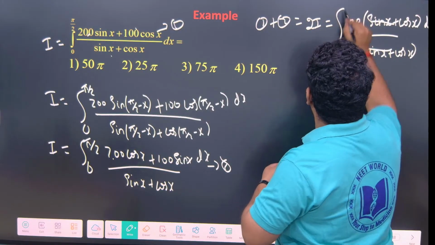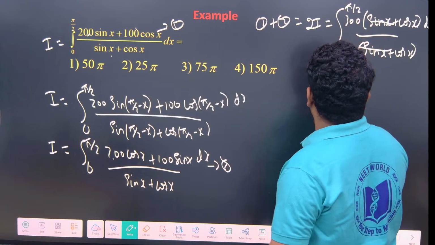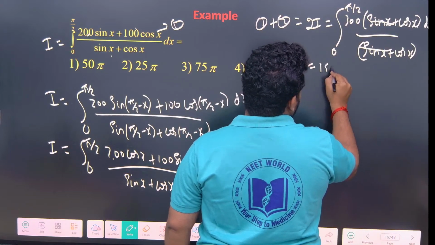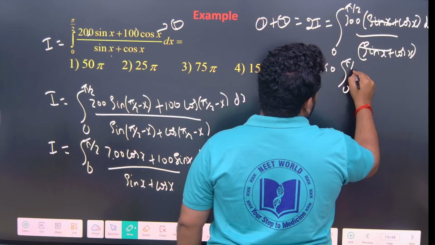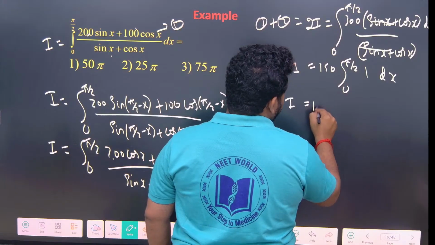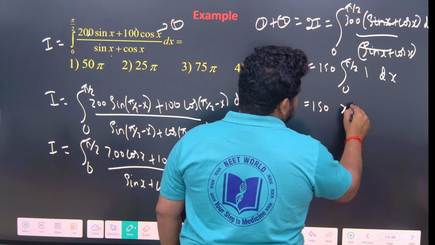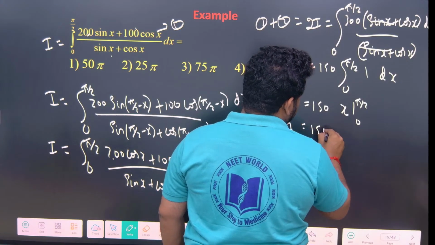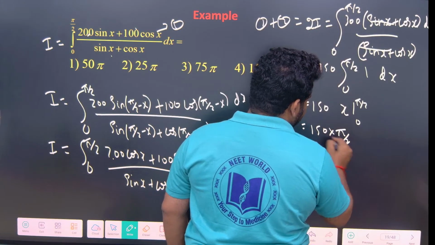0 to pi by 2 should be there as it is. So I will be equal to 300 by 2, that is 150, integral 0 to pi by 2 dx. So nothing is there, means it is 150 into x from 0 to pi by 2. So I is equal to 150 into pi by 2, that is 75 pi.